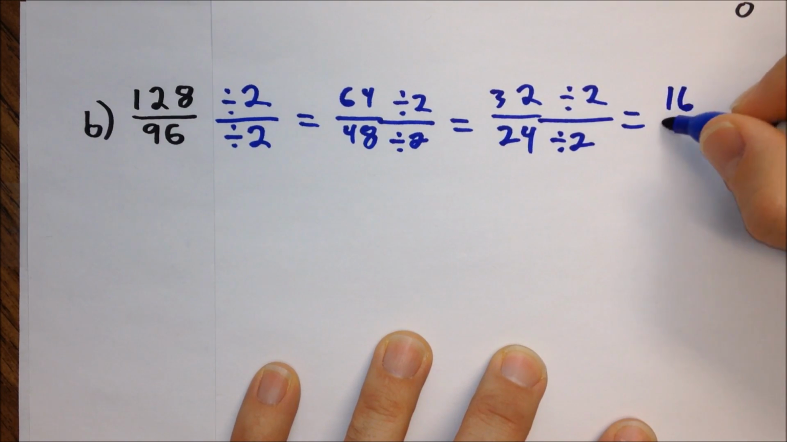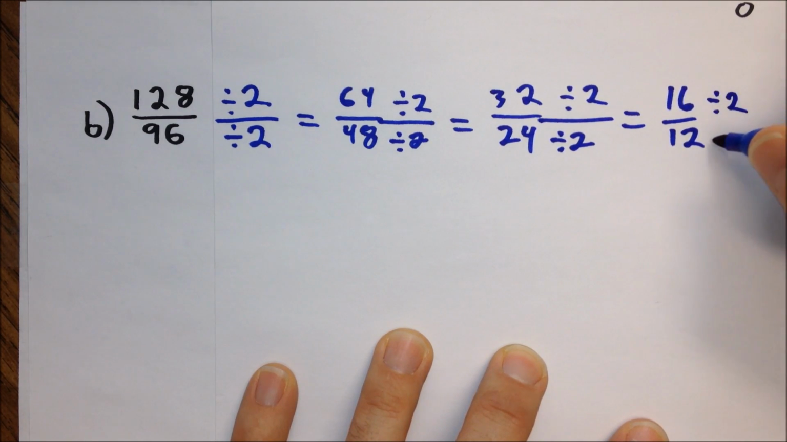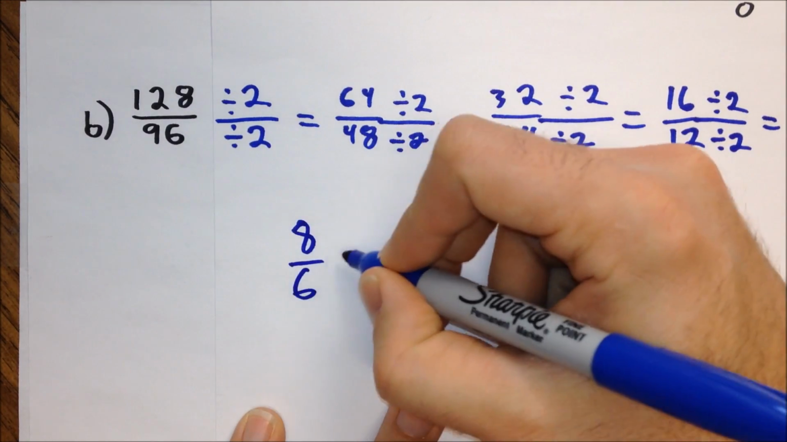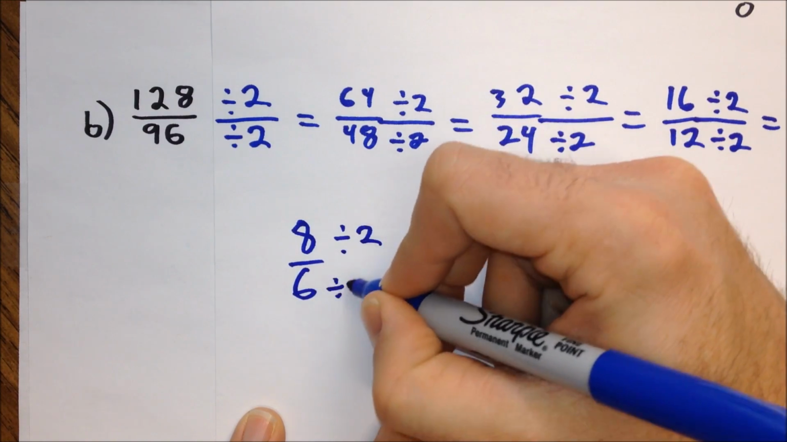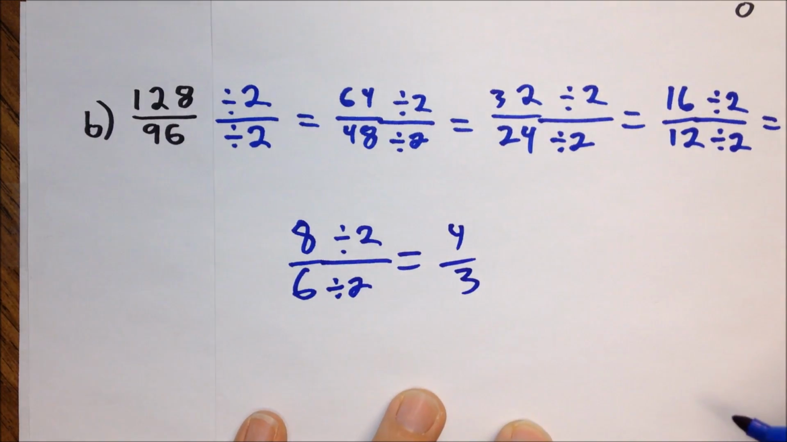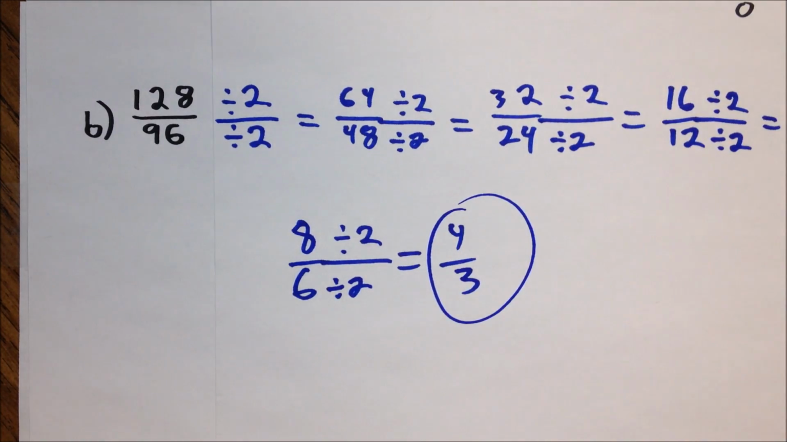We now have 16 over 12, still both even. So we divide by another 2. 16 divided by 2 is 8. 12 divided by 2 is 6, still even. So I'll divide them by 2 one more time. And that's going to give me 4 over 3. And it looks like we finally reached the point where they don't have anything in common. So 4 over 3 is our final reduced fraction.